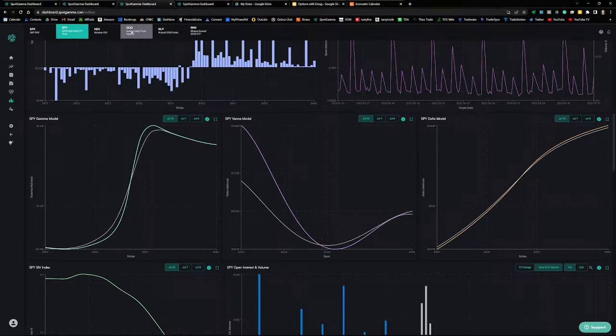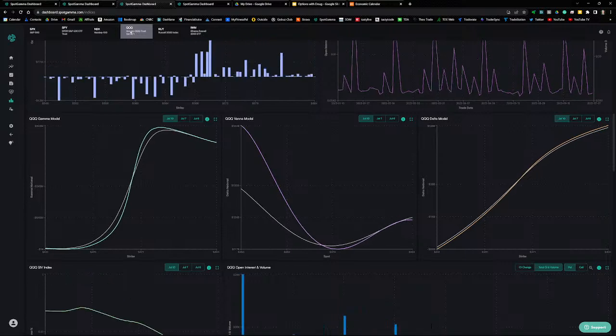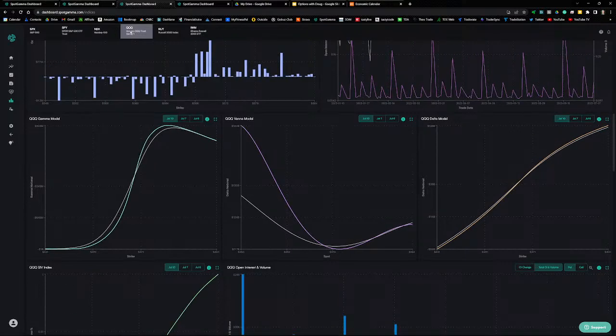And then finally, here's QQQ, also negative gamma. QQQ trading at 365. So right about there.